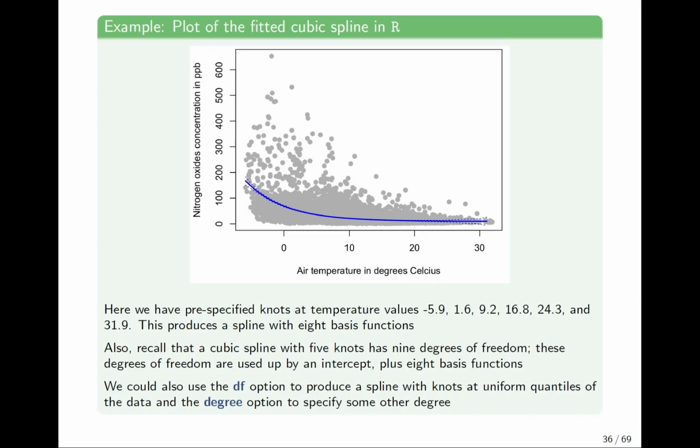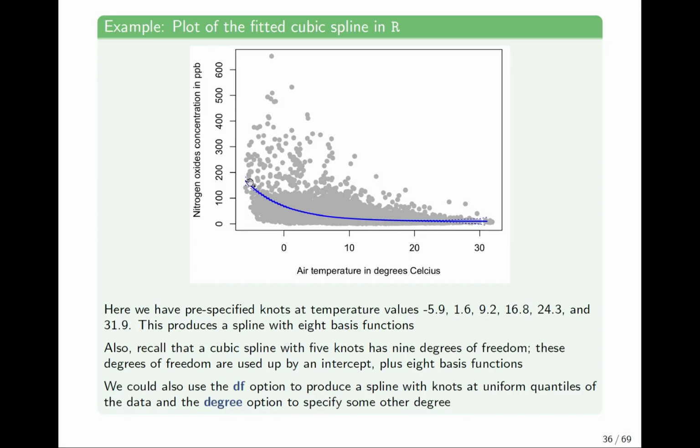So that is 5 knots plus the 3 elements, 3 degrees of polynomial. So 3 plus 5 equals 8. Also recall that a cubic spline with 5 knots has 9 degrees of freedom. That is d plus 1 plus k, so that gives us 3 plus 1, 4, plus 5 is 9. And these degrees of freedom are used up by the intercept plus the 8 basis functions that appear in the cubic equation, as you saw earlier.